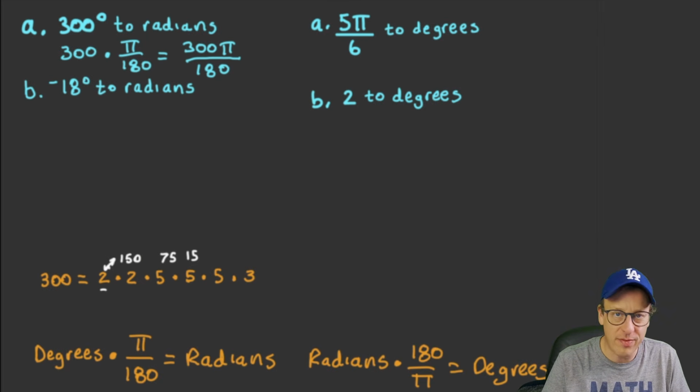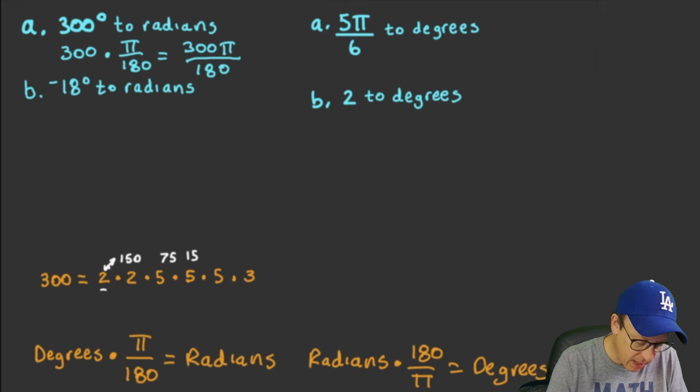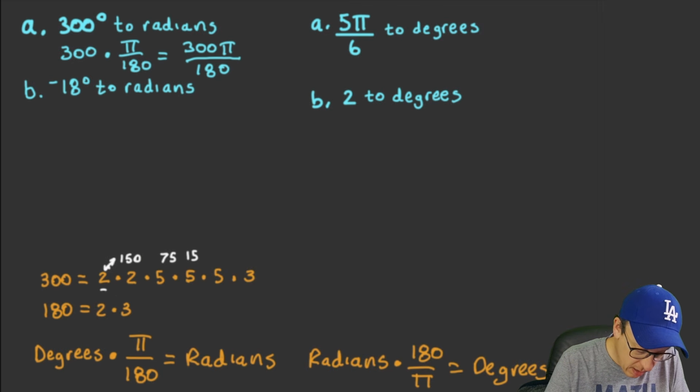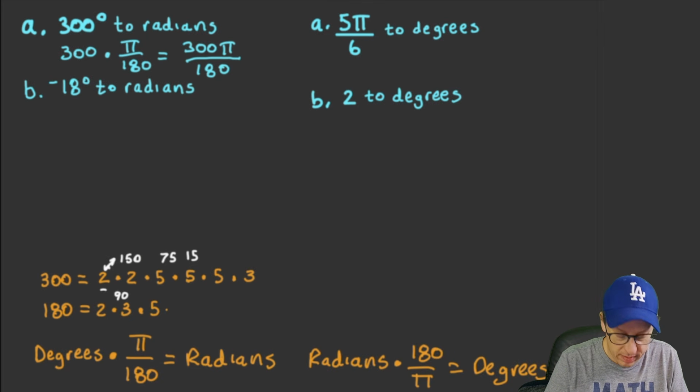So now I need to find all the prime values I need to multiply together to calculate 180. So 180 is equal to 2 times 90. And then I need to multiply again. This is going to be 5 times 3 times 2. I think you get what I'm doing here.